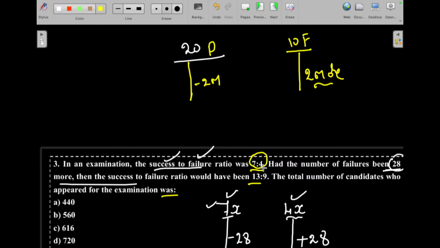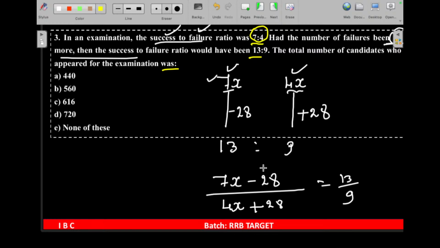Most important, solve this question and tell me the answer x. What is the answer for x? Solve that equation. 56. By seeing this directly we can say 448. 616 is also a multiple of 11. Okay, see, 616 is the answer.